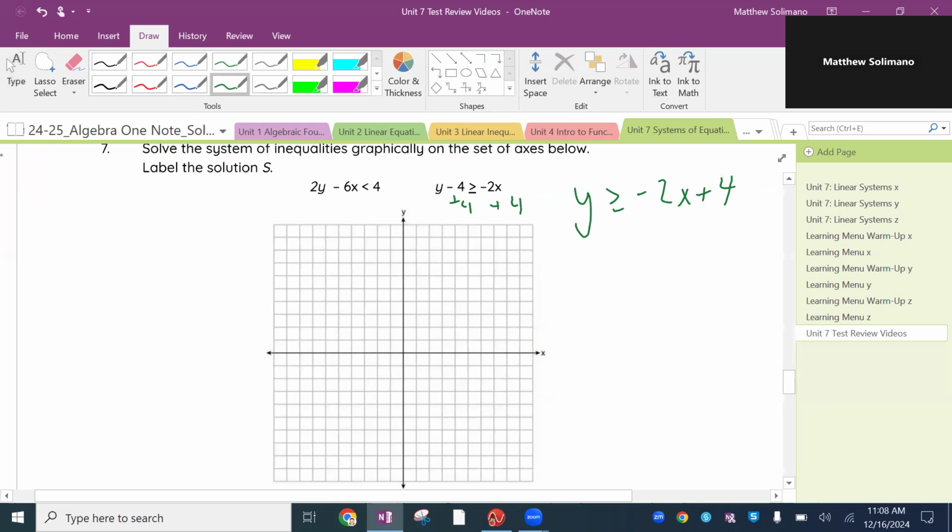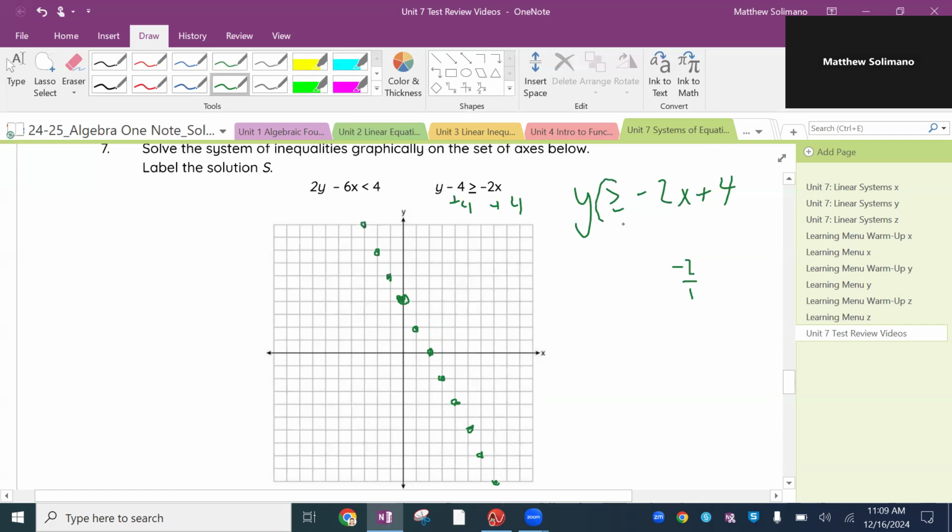So positive 4. Be easier to use my mouse. 1, 2, 3, 4. Here's my first point. And then my slope is negative 2, or negative 2 over 1 if we make it a fraction. So down 2, right 1, down 2, right 1, down 2, right 1. I'm just going to put all these points on here. Down 2, right 1. So I could go up 2, left 1, and that would still be negative slope. Up 2, left 1, up 2, left 1.